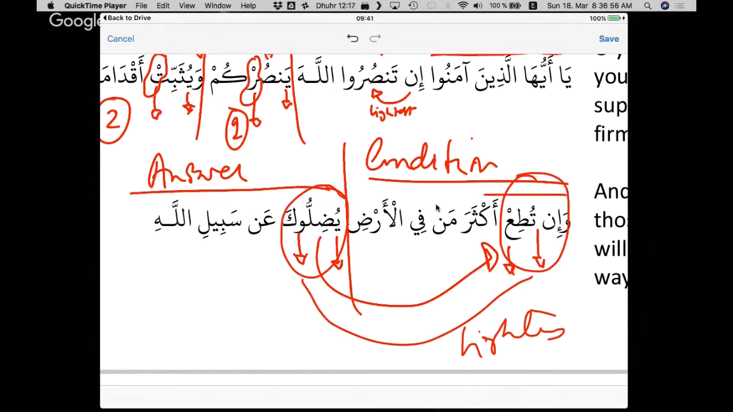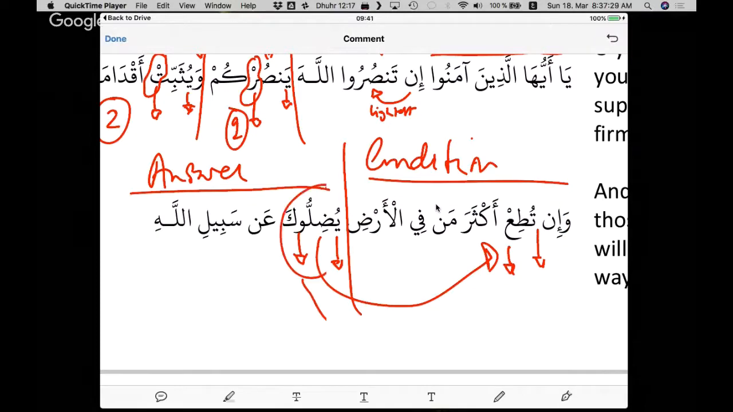There's a full jumla fi'liya in itself. This jumla fi'liya becomes a condition, and then there's another jumla fi'liya starting with the lightest fi'l, and there is no harf before it that justifies it being lightest. So the only reason it can be lightest here is because it's a jawabul shart. It's an answer to the condition. Okay, so yudilluka an sabilillah. They will misguide you, they will mislead you from the path of Allah. Okay, you understand?